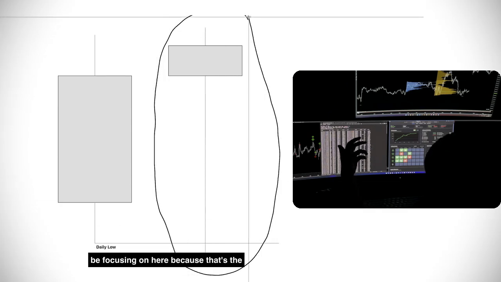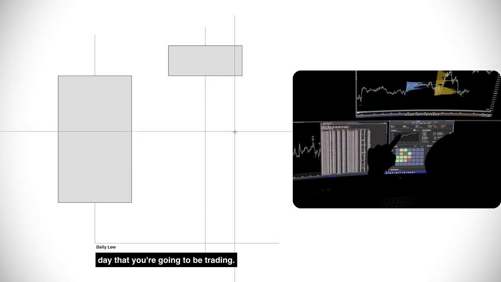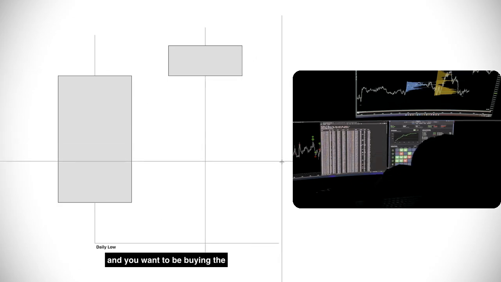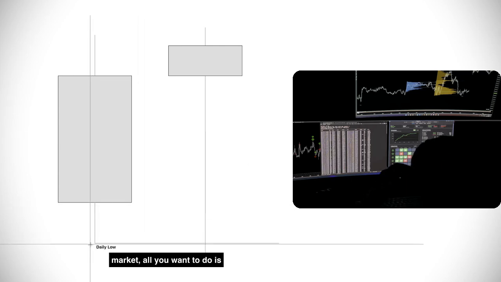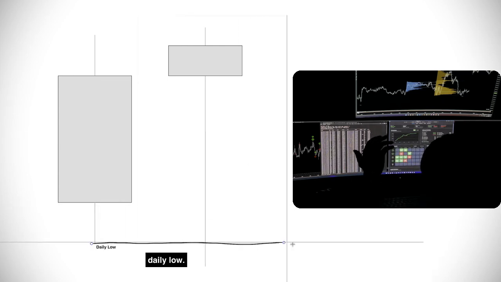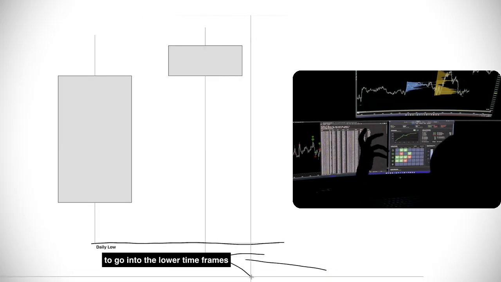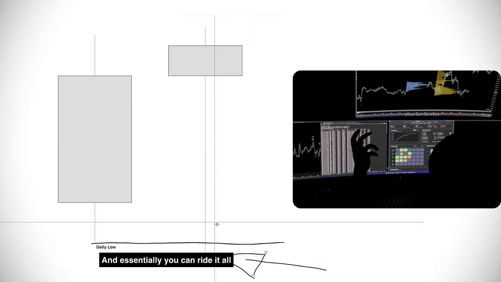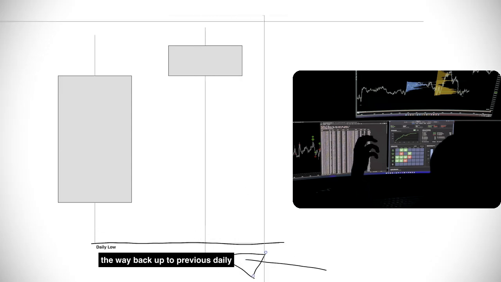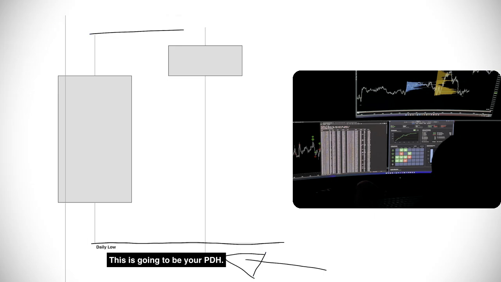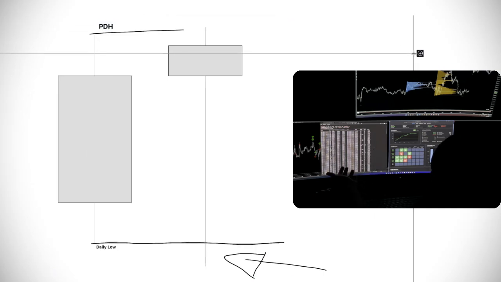This is the day you want to be focusing on here because that's the day that you're going to be trading. If you determined a bullish bias, okay, and you want to be buying the market, all you want to do is wait for price to trade below that daily low. Once we do that, you simply want to go into the lower time frames and look for entries here. And essentially, you can ride it all the way back up to previous daily high. So we can actually mark that on here. This is going to be your PDH, okay?